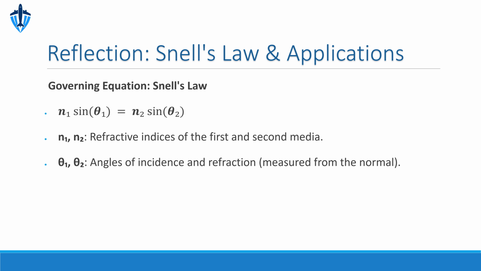Here, n1 is the refractive index of the first medium, where the light starts, and theta 1 is the angle of incidence. n2 is the refractive index of the second medium, and theta 2 is the angle of refraction. Both angles are always measured from the normal line. This equation allows engineers to calculate exactly how much a light ray will bend.